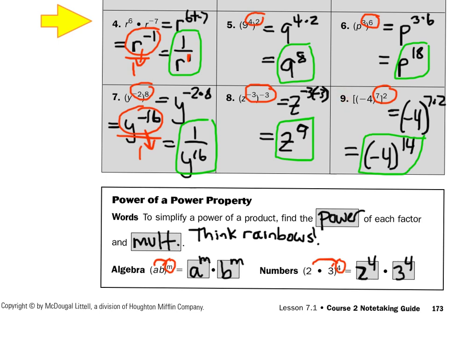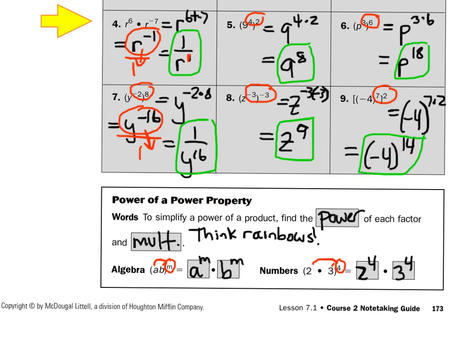Take a look at number 9. I have -4 to the 7th power raised to the 2nd power. So I copy the base. The base is the -4. So notice how I put it in parentheses. And then circle the powers, 7 times 2. So that gives you -4 in parentheses to the 14th power.